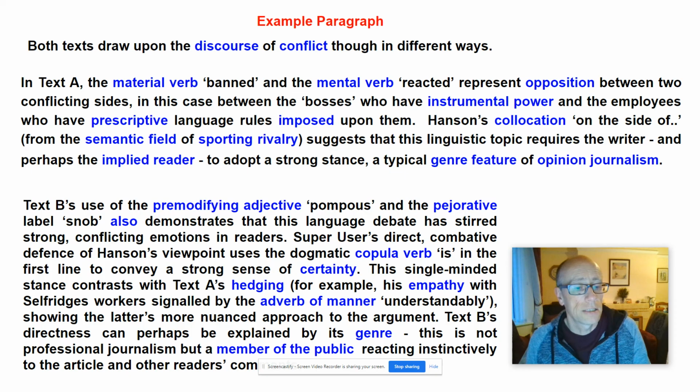Text B's directness can perhaps be explained by its genre. This is not professional journalism, but a member of the public reacting instinctively to the article and other readers' comments.